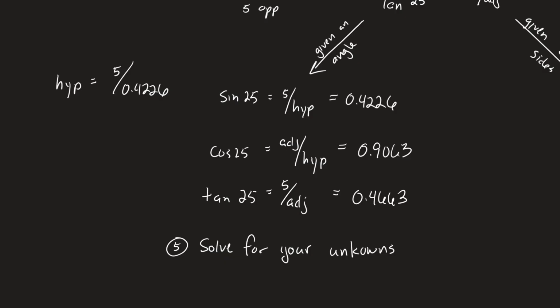So the first one I'm going to have is going to take 5 and divide by 0.4226. So my hypotenuse is 11.83. And my adjacent side, 5 divided by 0.4663. So my adjacent side is 10.72. We're basically done now, right? We found our two sides.